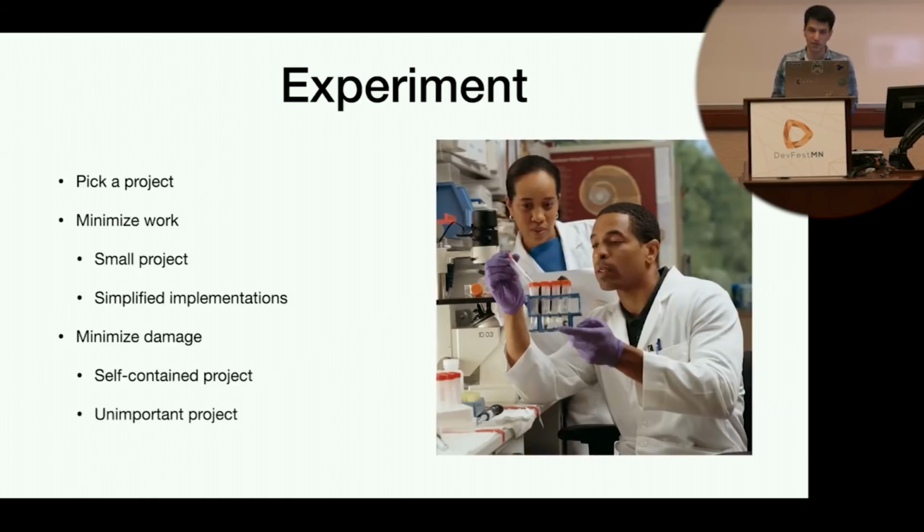Another way to minimize damage is to pick an unimportant project. Because if you pick a really important project, and it's supposed to ship at the end of February, and you experiment with it, and then suddenly, oh no, this architecture sucks, but no matter what, we have to ship it out now because it's due. So pick an unimportant, self-contained project, ideally.